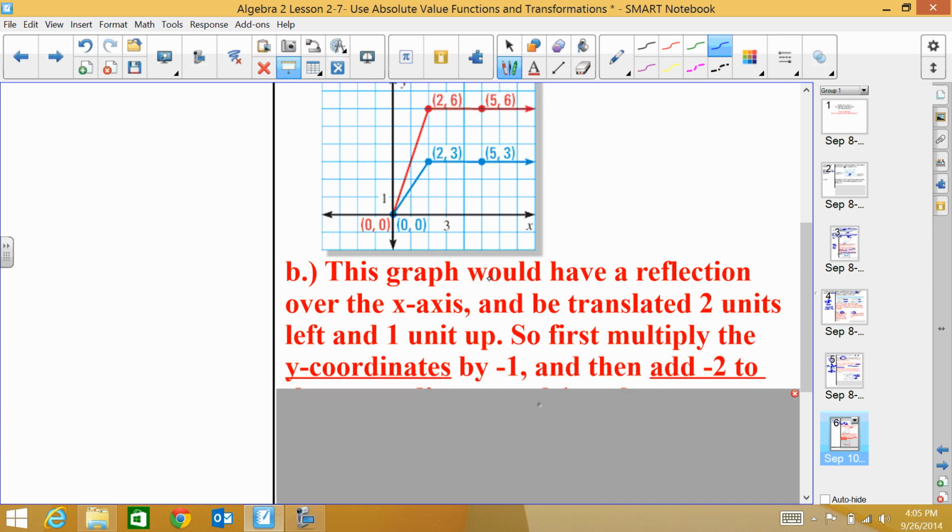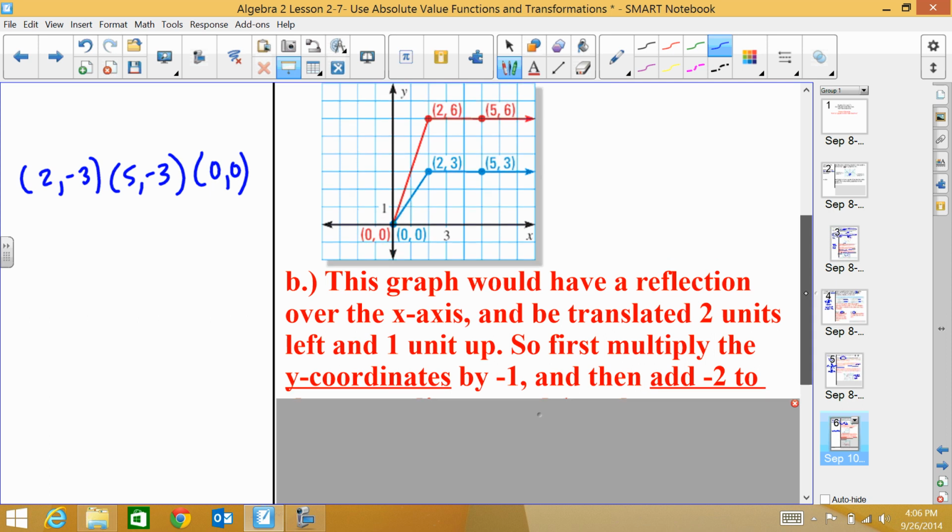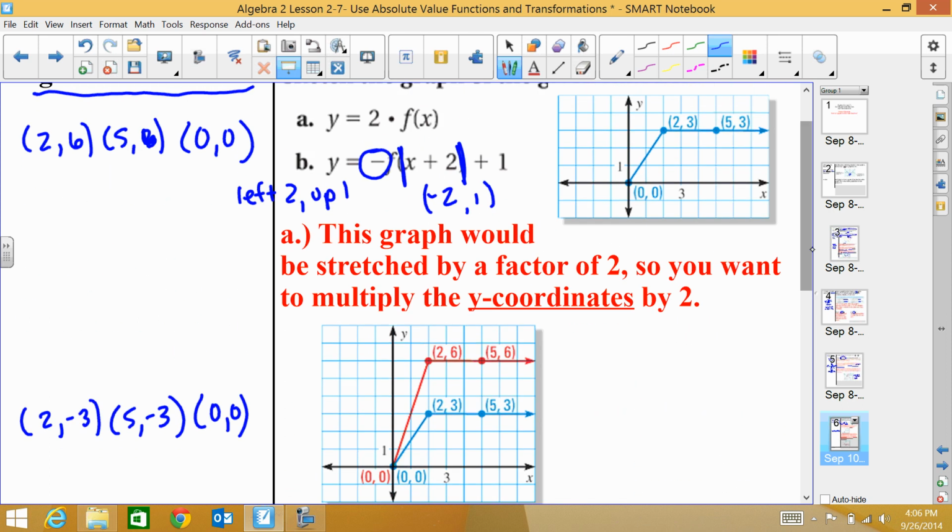Because it has a reflection over the x-axis, first you would multiply all the y coordinates by negative 1, because if I want to do the opposite of this, I'm just flipping it upside down. Okay, so it's not going to go way over here. It's going to be at the points 2, negative 3, 5, negative 3, and then 0, 0 would stay the same, because if that flips, it's still on itself. Okay, so that would flip it over. Then after that, I'm going to take each point and I'm going to go left 2 and up 1.